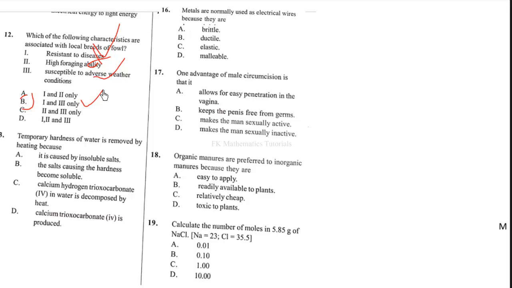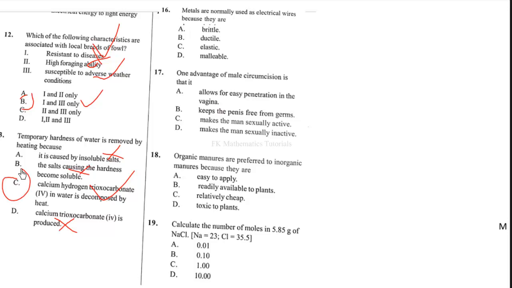Temporary hardness of water is removed by heating because it is caused by insoluble salt. No, it's not true. The salts causing the hardness become soluble is not true. Calcium hydrogen carbonate in water is decomposed by heat. Yes, this is true. Calcium carbonate is produced. This is false. So the correct answer is C.